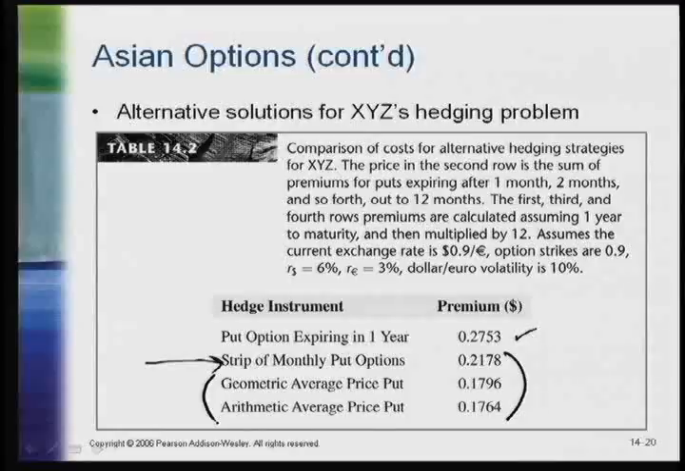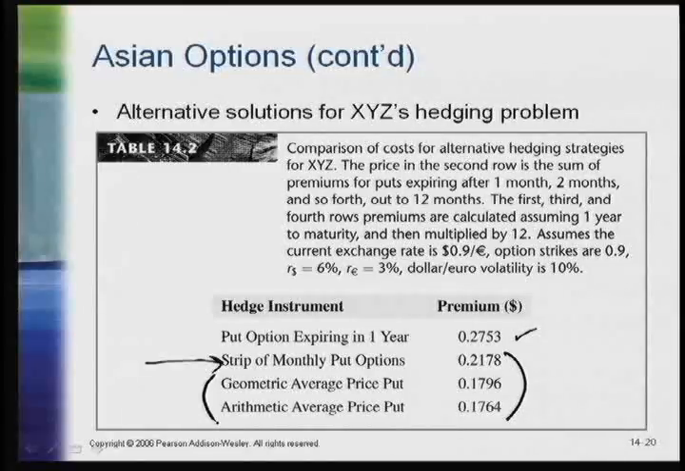We can then look at geometric and arithmetic average puts, and they're cheaper yet. And it's probably worth a minute to think about why they are cheaper. The interesting thing is that if you have a strip of puts, you will have some months perhaps that are in the money, some months that are out of the money. You will be paid for the in-the-money months, and you will not be paid for the out-of-the-money months.